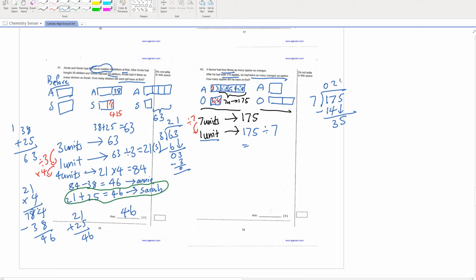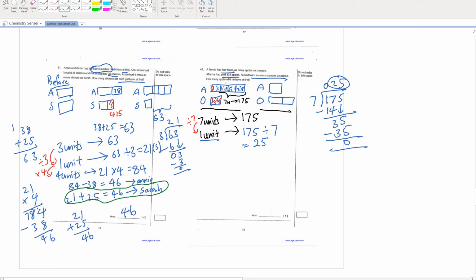7 times 5 is 35. 35 minus 35 is 0. So from here we found out that 1 unit represents 25 apples or oranges.